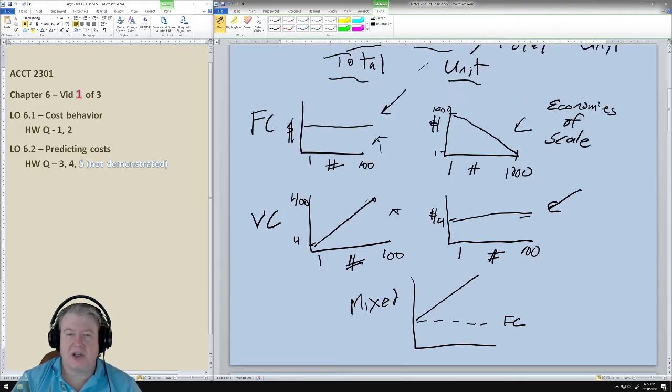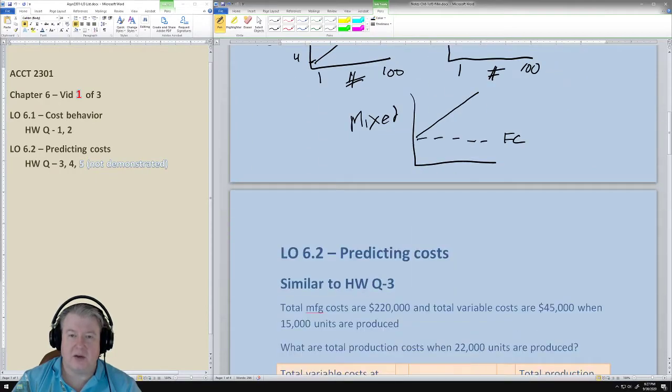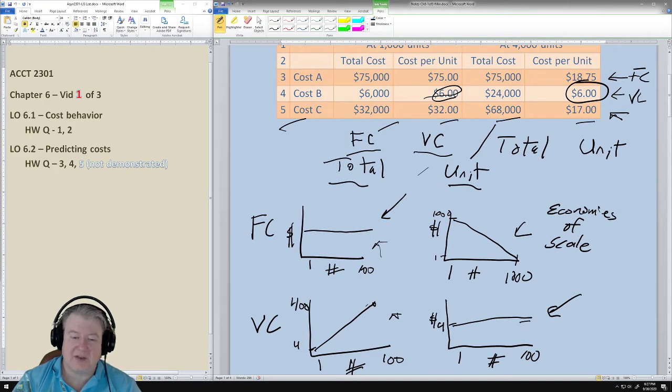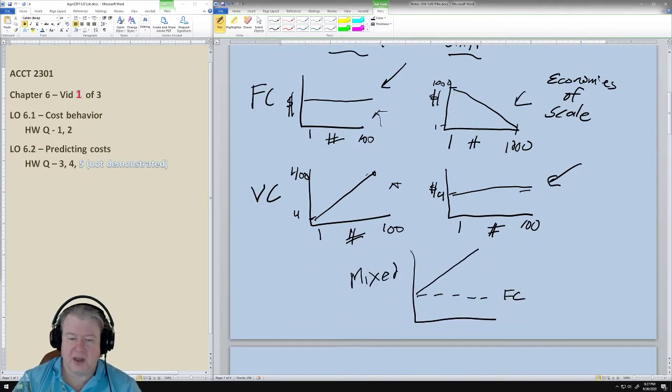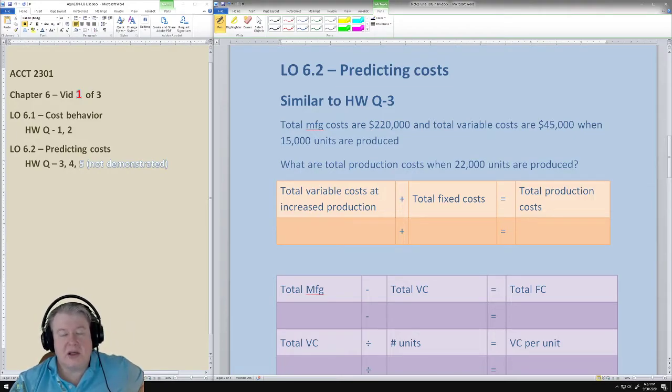Okay, so that sort of explanation should help you with the questions for number 1 and 2. And that's the first learning objective, just understanding this fixed cost, variable cost behavior and both the total versus the unit behavior. So let's go on to 6.2. This is 6.2, and we're going to do two questions here, is predicting costs. So all we're going to do is we're going to use the information that we learned in the fixed cost and variable costs to apply it to a problem.